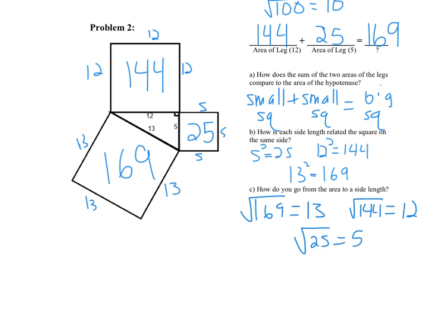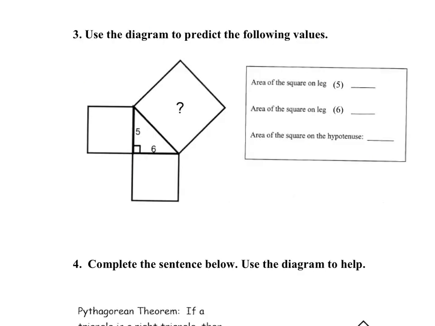So I've done a couple examples like these now, and I think I'm starting to get the hang of the pattern. So on our last page, we get to predict. So we want to say, what would the area be on this side where it is 5? So 5, 5, 5, 5. It's going to be 25.